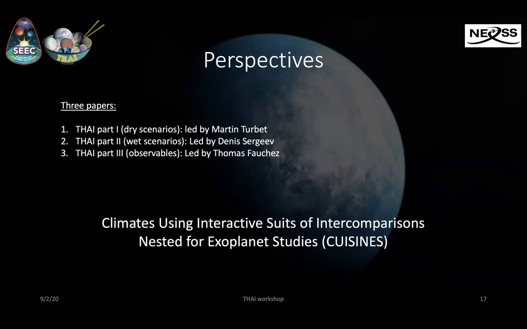And finally, I would like to mention that this is one of the first intercomparisons of the larger framework that we call CUISINES, for Climate Using Interactive Suites of Intercomparisons Nested for Exoplanet Studies. So we hope to host more intercomparisons like that, not necessarily GCMs, but could be 1D models, EBMs, even analytical models, as long as they have an acronym related to food.